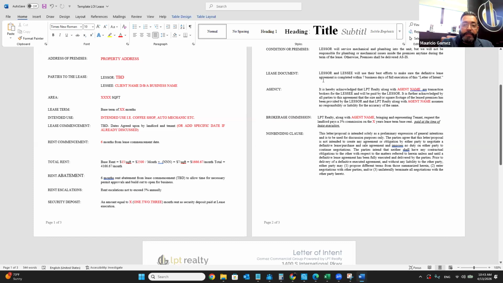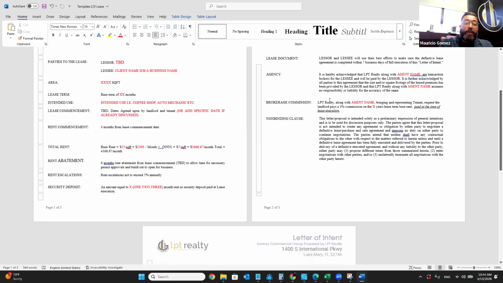Okay. Everything else is pretty standard. I always put this on a letter of intent. Some people don't, but I always like to protect my compensation and my representation when I submit a letter of intent. Even though it's not a binding contract, it's in writing. It's something that shows that I brought this tenant to this landlord. And so I always like to put my name on here. I always like to put the fact that I represent the tenant, and I always like to put my commission.